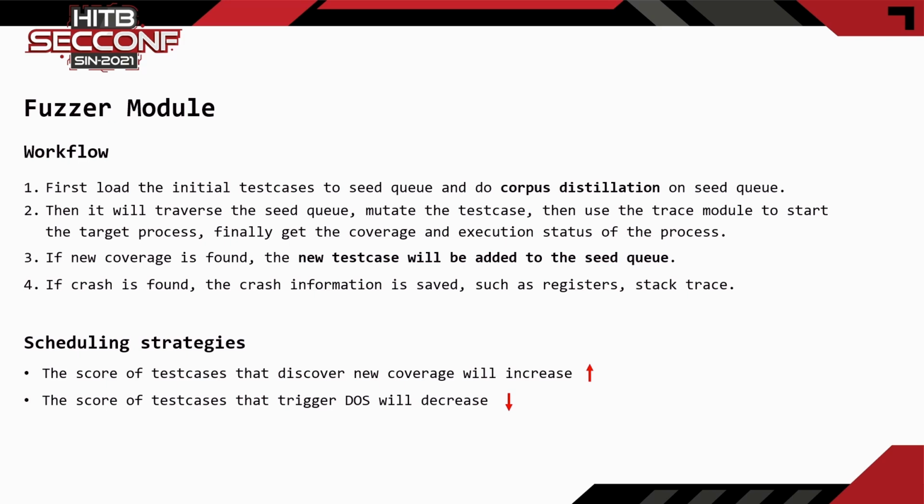There are also two simple scheduling strategies in the Fuzzer module. The score of test cases that found new coverage will increase. The score of test cases that trigger DOS vulnerabilities will decrease. The purpose of this is to further explore new coverage as much as possible and to find fewer DOS vulnerabilities, because DOS bugs will waste too much time.